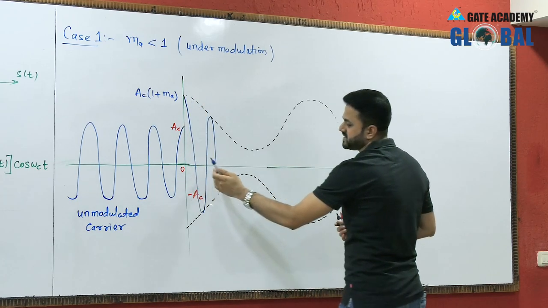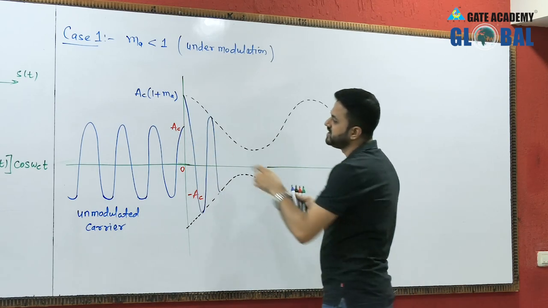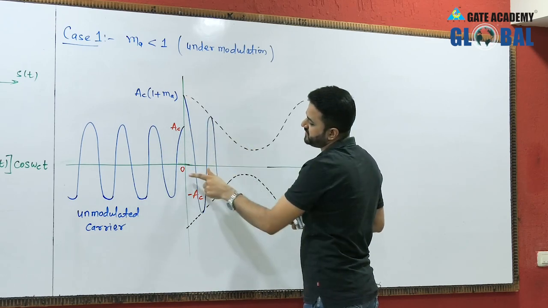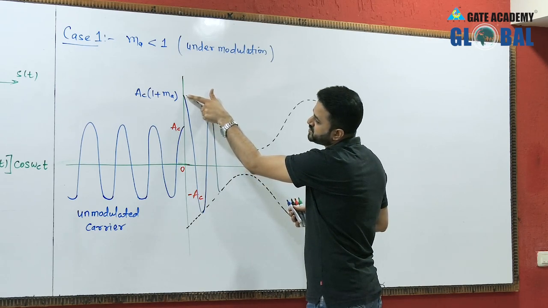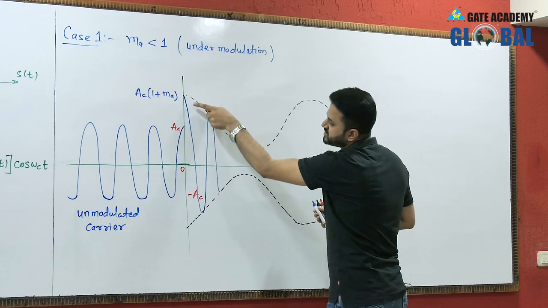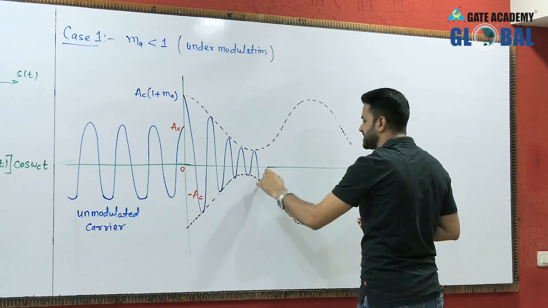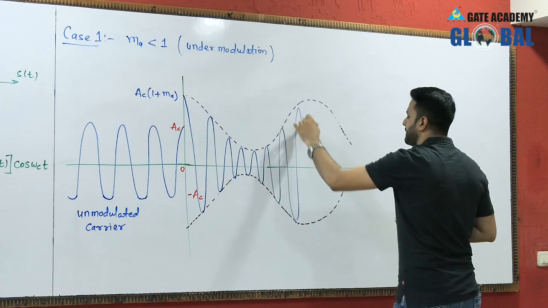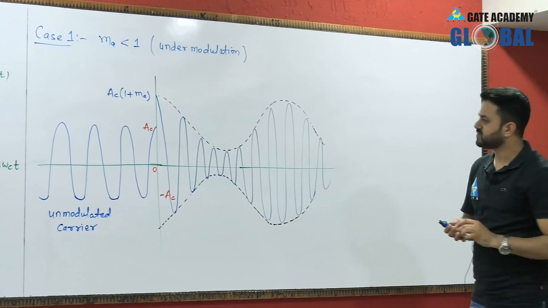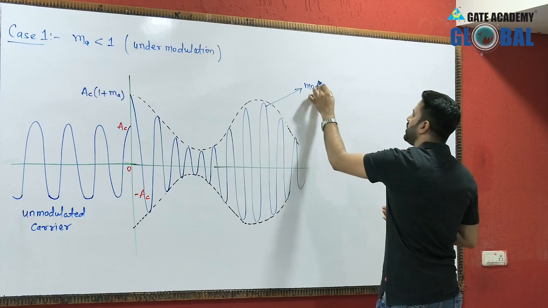Now, at time t greater than 0, the carrier signal is changing its amplitude. The amplitude was previously Ac, now it has become Ac (1 + ma) at t equal to 0, and when t is greater than 0, the value of carrier amplitude varies from Ac (1 + ma), and it is decreasing continuously. As the message signal amplitude is decreasing, it is also decreasing. So it will be continuously changing like this. This is called modulated carrier.